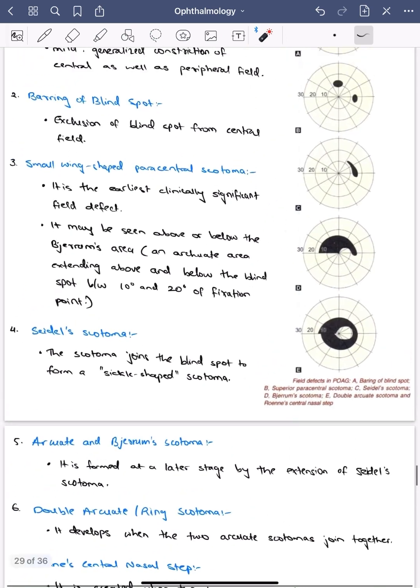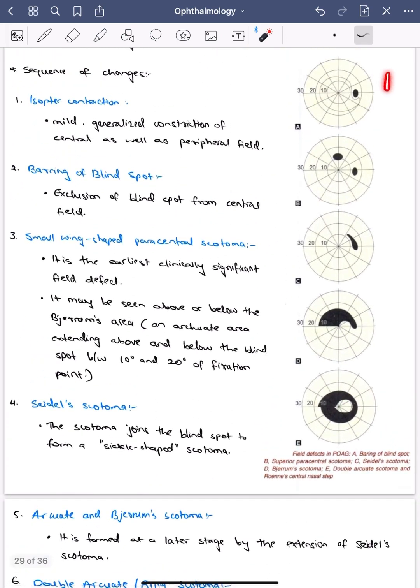So again let us revise: isopter contraction, baring of blind spot, small wing shaped paracentral scotoma, then the Seidel's scotoma which joined with the blind spot to form the first is the isopter contraction, then baring of blind spot, then the superior paracentral scotoma. Now this superior paracentral scotoma joins the blind spot to form the Seidel's scotoma. Now the Seidel's scotoma extends to form the Bjerrum's scotoma or the arcuate scotoma.